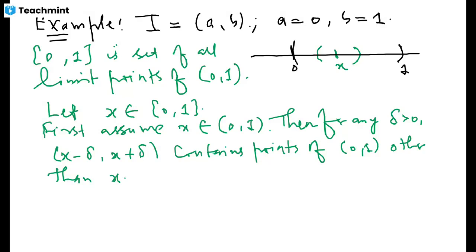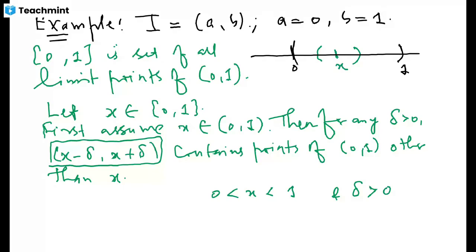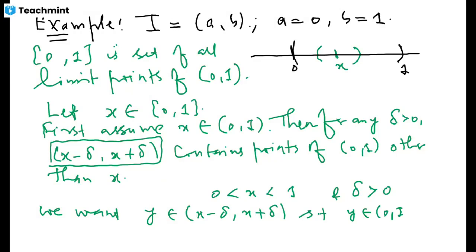No, you have this situation. Let's write it in a rough way. You have 0 less than x less than 1, and delta is a positive number. What do you want to do? You want to establish a number which lies in this interval x minus delta, x plus delta, but at the same time that point must be lying in the interval 0, 1. That means we want y in this interval x minus delta, x plus delta, such that this y also belongs to this open interval 0, 1.